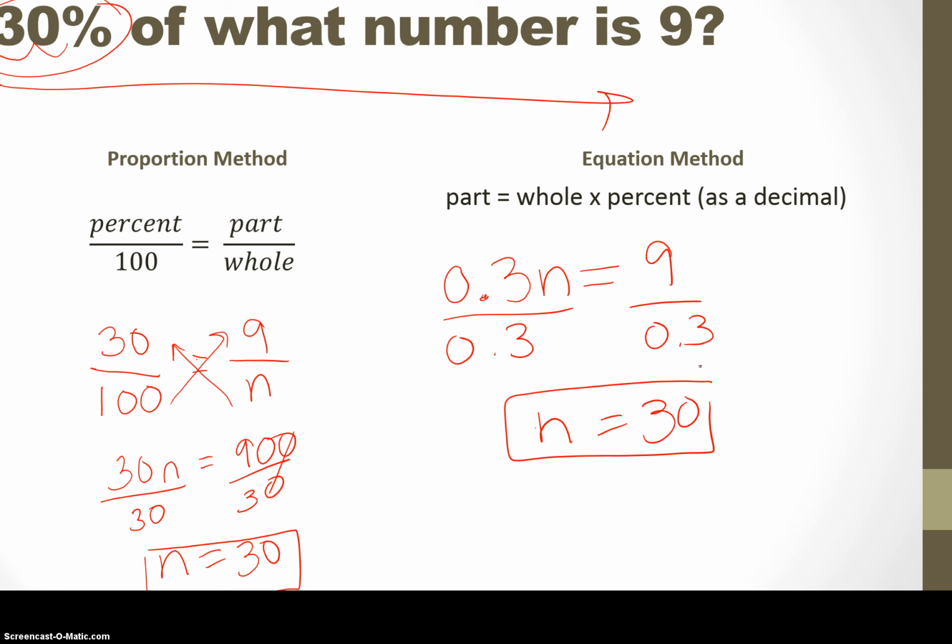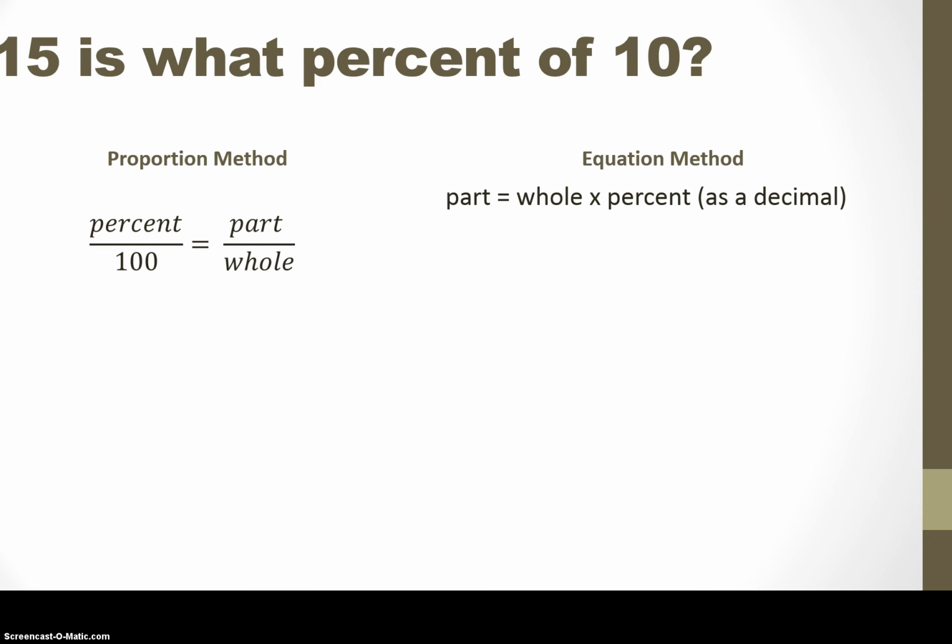Okay, let's do the next one. This is a different type of problem. 15 is what percent of 10? And the reason I did this one for you is because in this case you don't know the percent. So instead of using n for number, we're going to use p for percent, and at the end we need to make sure we tack on a percent sign. So why don't you try setting up your proportion. Pause the video and see if you can do it on your paper.